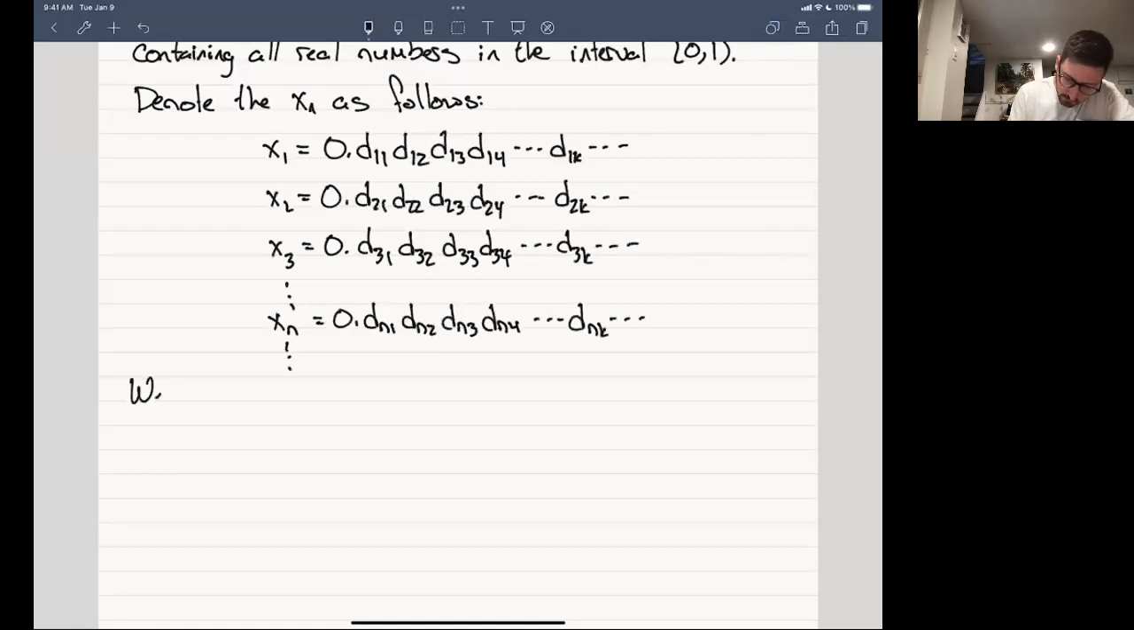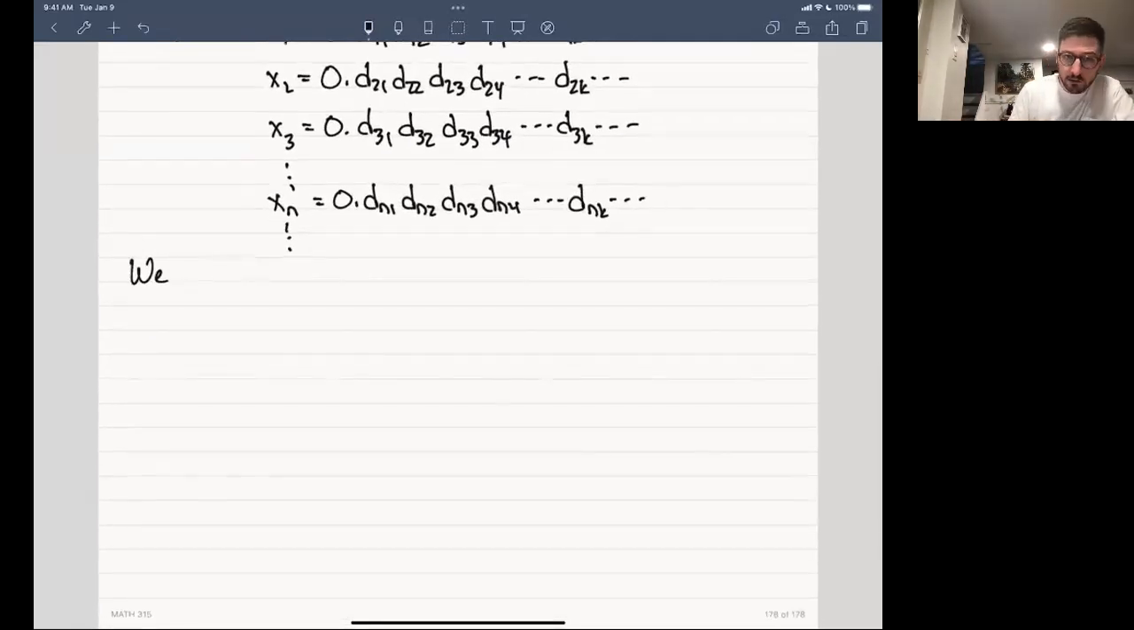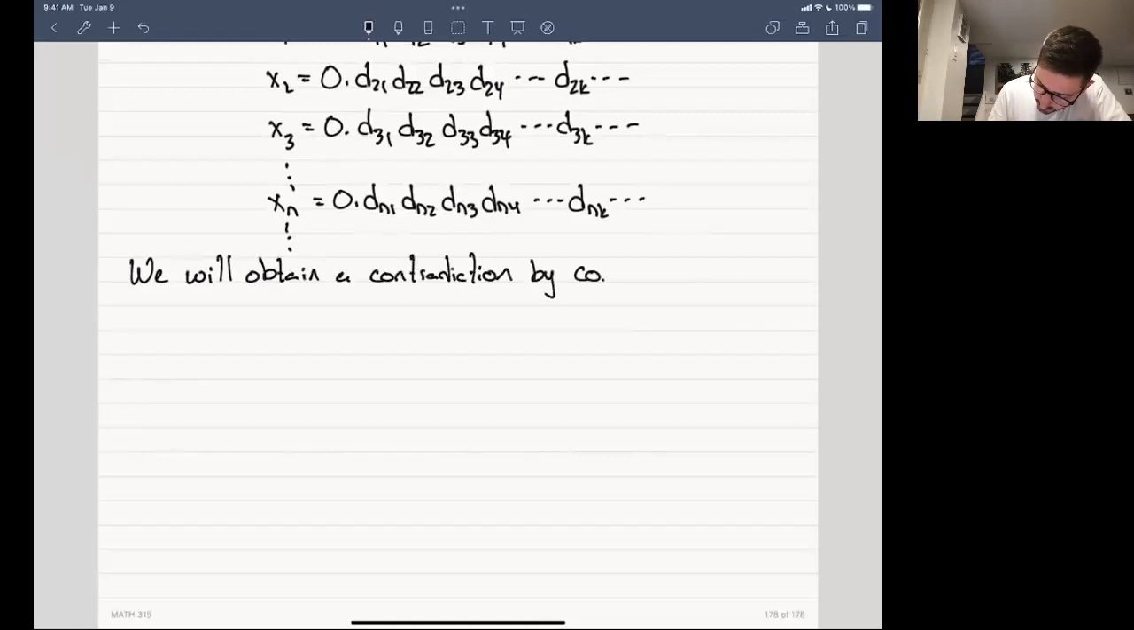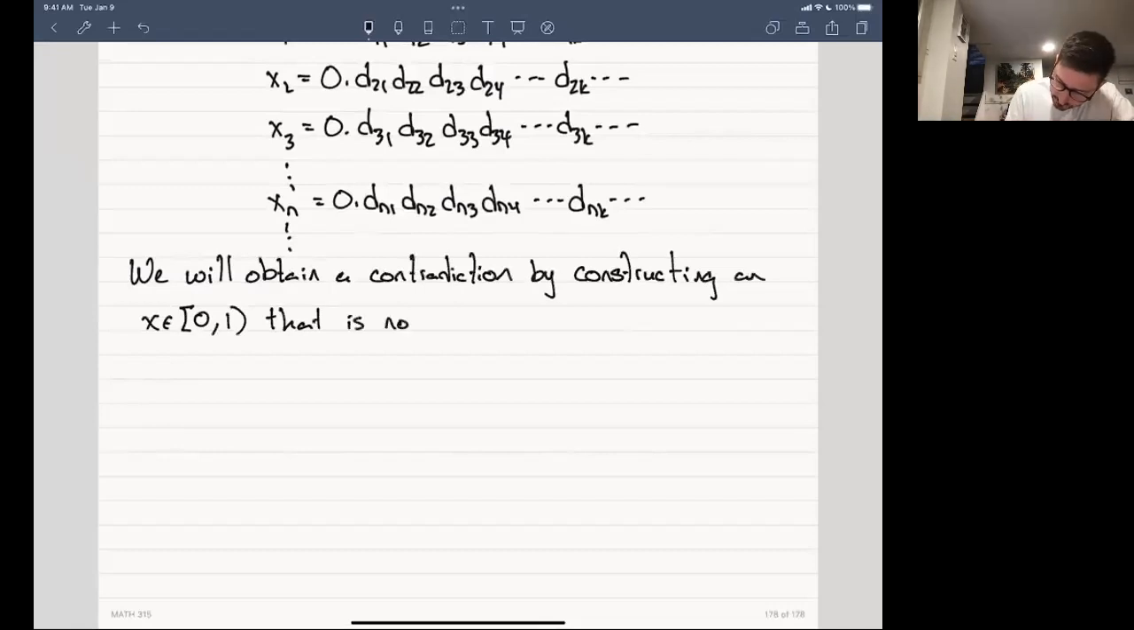Okay, we will obtain a contradiction by constructing a number x between 0 and 1 that is not in the sequence xn. Now, why is that going to give us a contradiction? Well, I said that every single number between 0 and 1 is in that sequence somewhere. But I'm going to show that we had to have left something out.